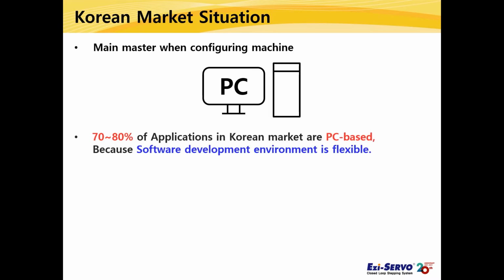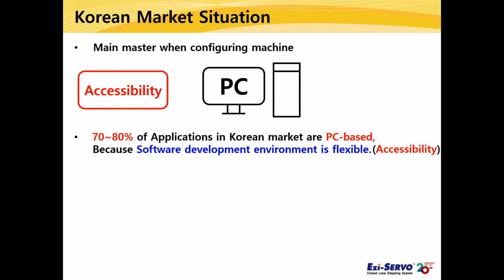Almost 70 to 80% of machine builders compose their machine based on PC. The main reason is that the software development environment is flexible when controlling machines. That is, accessibility is good. In more detail, since customers can easily configure machine programs in a Windows-based programming environment by directly connecting to a Windows-based PC, most customers in the Korean market prefer and use FASTECH's Ethernet products a lot.